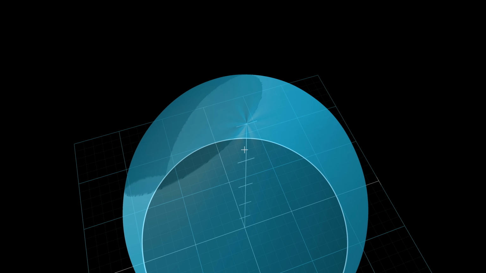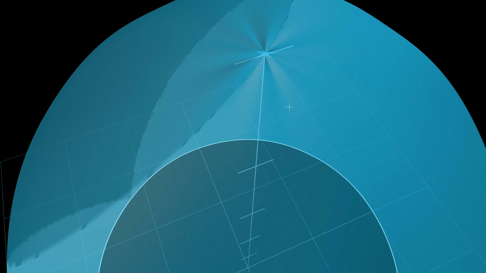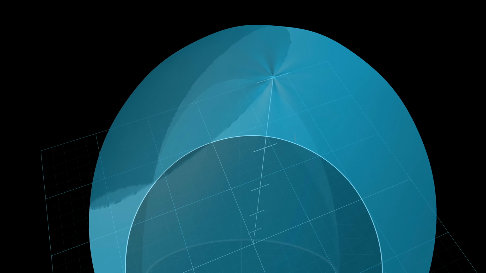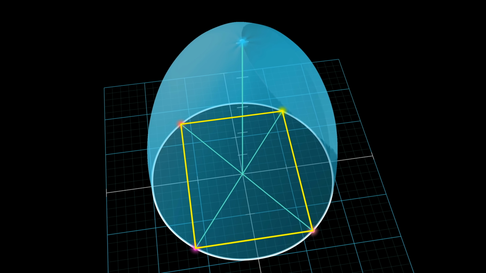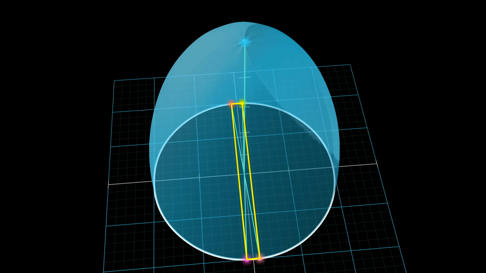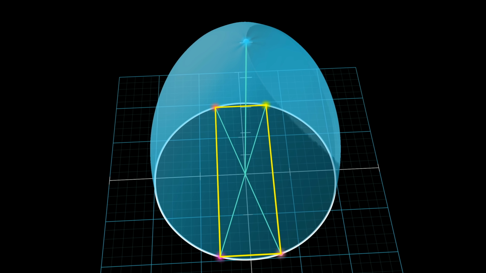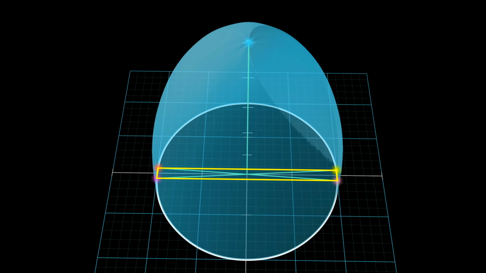But the imperfections with how the surface is being rendered do give a little bit of a hint that something funny is happening near the very top of that dome. And if you think about it, a circle certainly has inscribed rectangles. In fact, it has infinitely many of them. And all of them have a midpoint at the center of that circle. And the length of the diagonal for those rectangles is always equal to the circle's diameter.